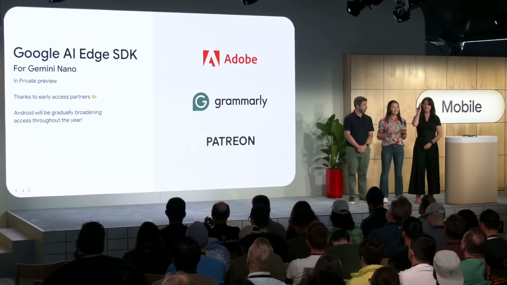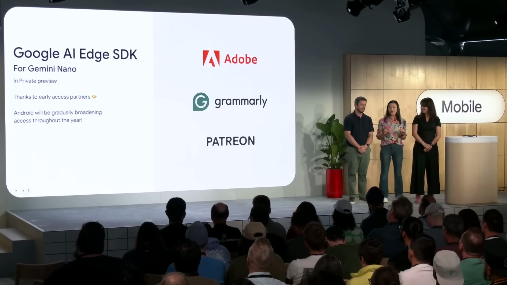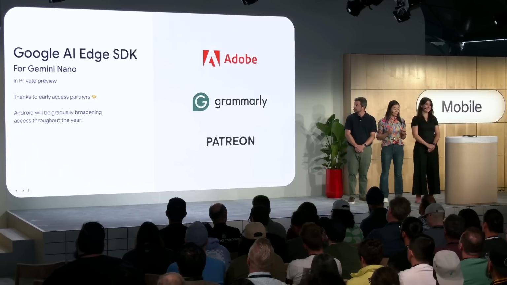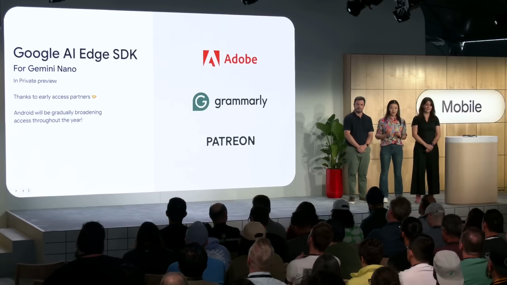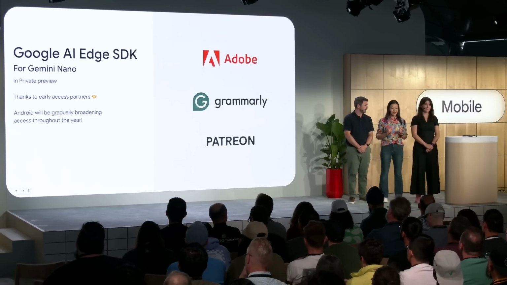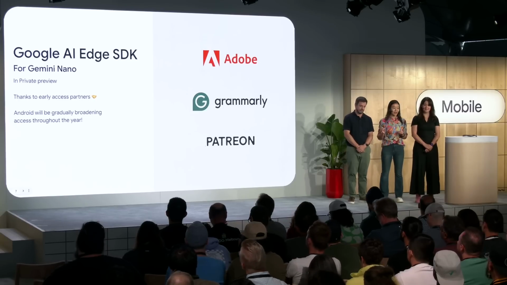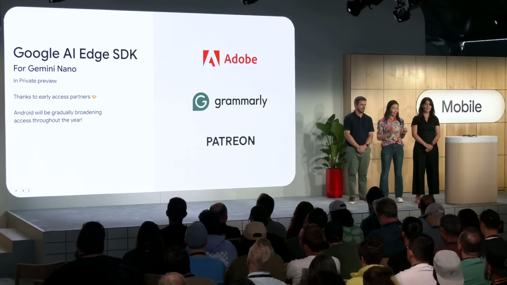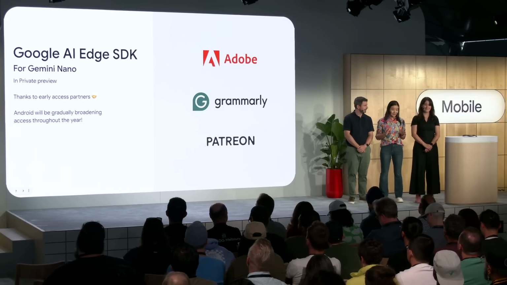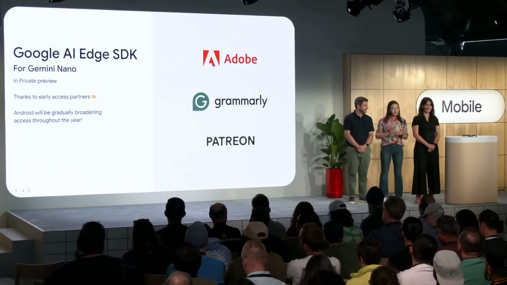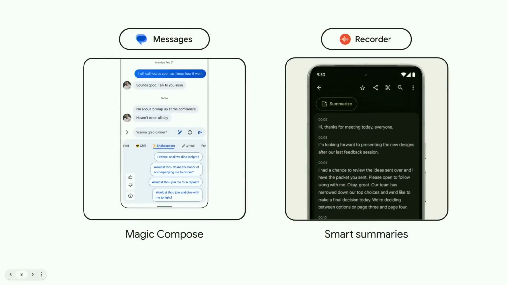You will be able to access Gemini Nano via AI Core with the AI Edge SDK, which is currently in private preview. We've been actively working with early access partners like Adobe, Grammarly, and Patreon on building compelling on-device Gen AI features, and we plan to gradually expand access to more developers. You may be curious about what features you can build with Gemini Nano today. So here are 2 examples from Google's apps.